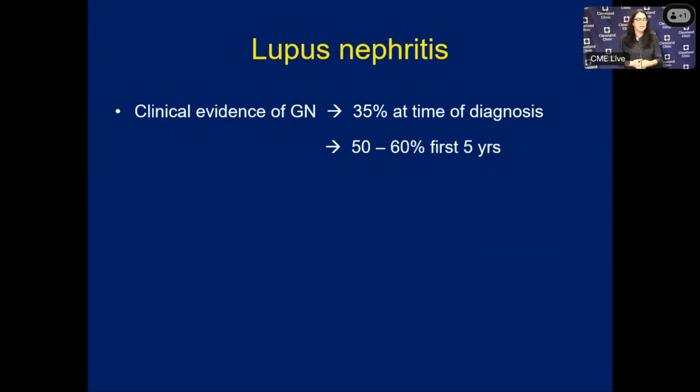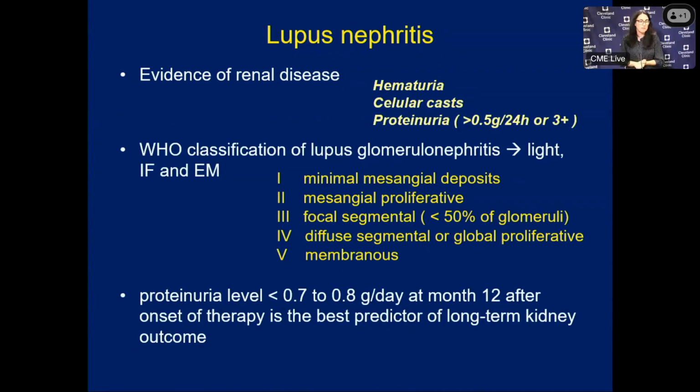So lupus nephritis is a very important part of lupus, and clinical evidence of glomerulonephritis is seen in about 35% at time of diagnosis, or maybe even higher than that, but up to 60% of patients will have evidence of glomerulonephritis in the first 5 years of disease. Evidence of renal disease, or suspicion for that, comes from the presence of hematuria, cellular casts analyzed in the urine sediment, and proteinuria that is getting worse over time.